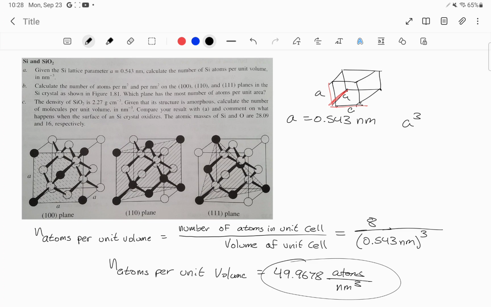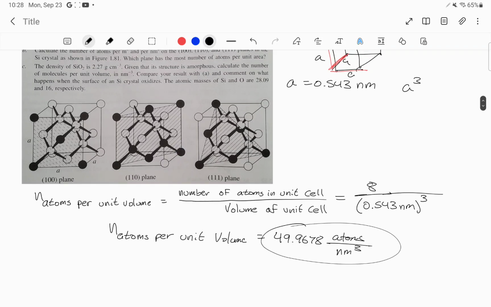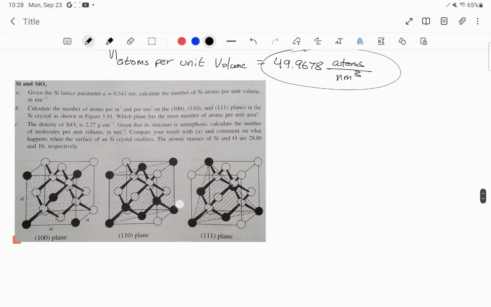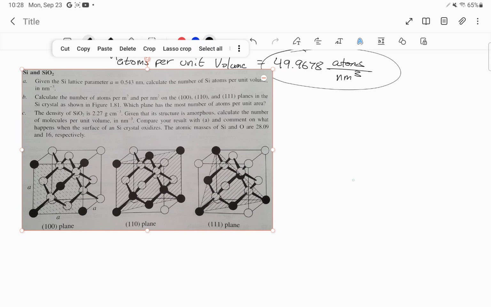Okay? So now we go to part B. Part B tells us to calculate the number of atoms per square meter and per square nanometer on the 100 plane, which is this plane right here, on the 110 plane, which is the plane that's diagonal, and on the 111 plane, which you can see forms an equilateral triangle.